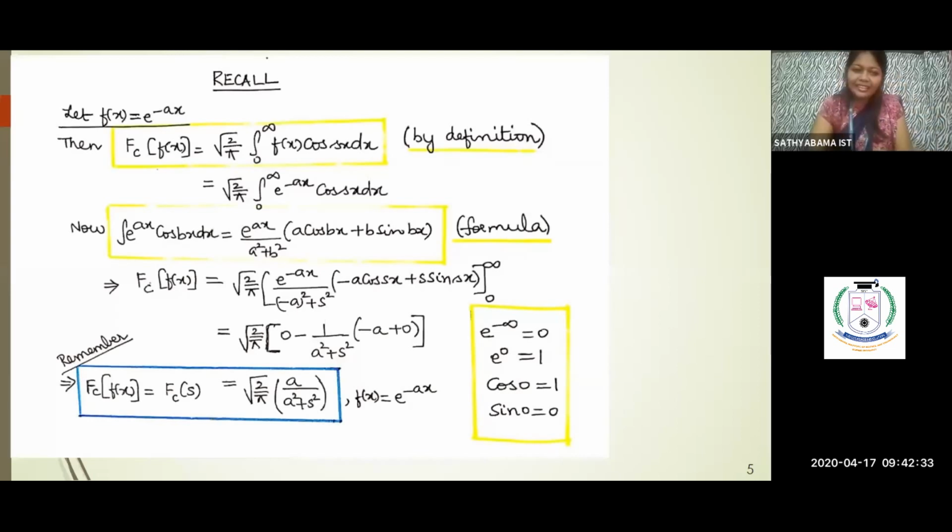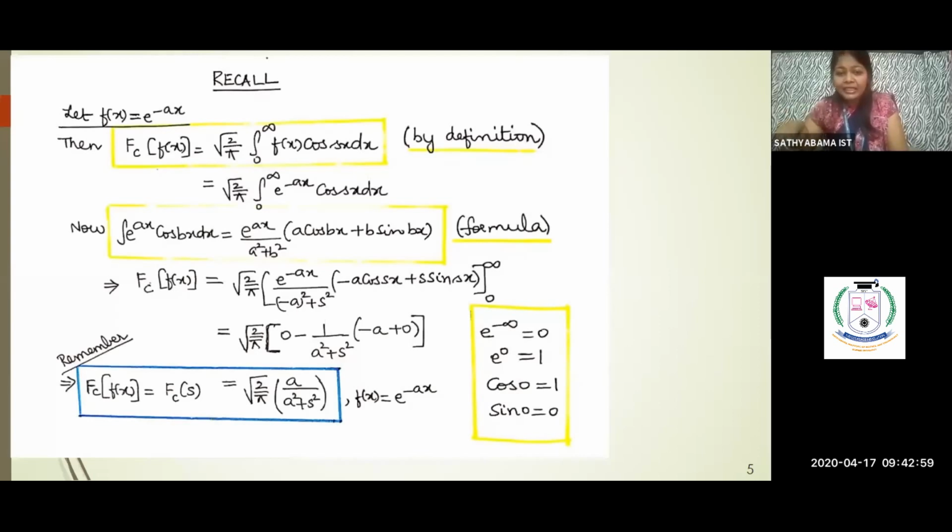So this is what I get: root of 2 by pi into e power minus ax divided by minus a the whole square plus s square, b square becomes s square, into minus a cos sx, because I'm replacing b by s, plus s into sin sx. I'm simply using this formula, replacing a by minus a and b by s, between the limits 0 to infinity. Now let's substitute the limits.